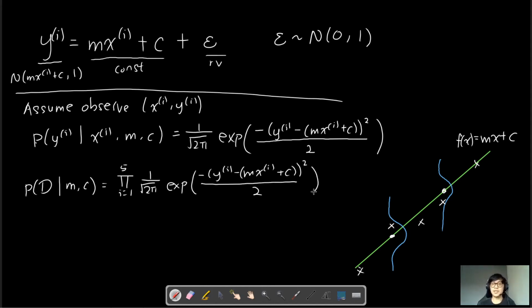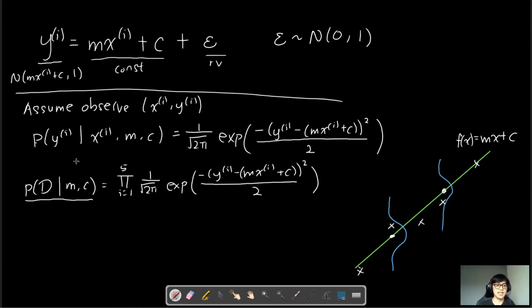Okay, so here's the trick, right? What we really want to do is to maximize this quantity here, right? This is the likelihood that we see the data given we assume some hypothesis, given we assume what m and c are. So we want to maximize this quantity. It turns out that if you want to know what m and c maximizes this quantity, you can essentially just look at what maximizes the log of this quantity instead, right? Because log is a monotonically increasing function.